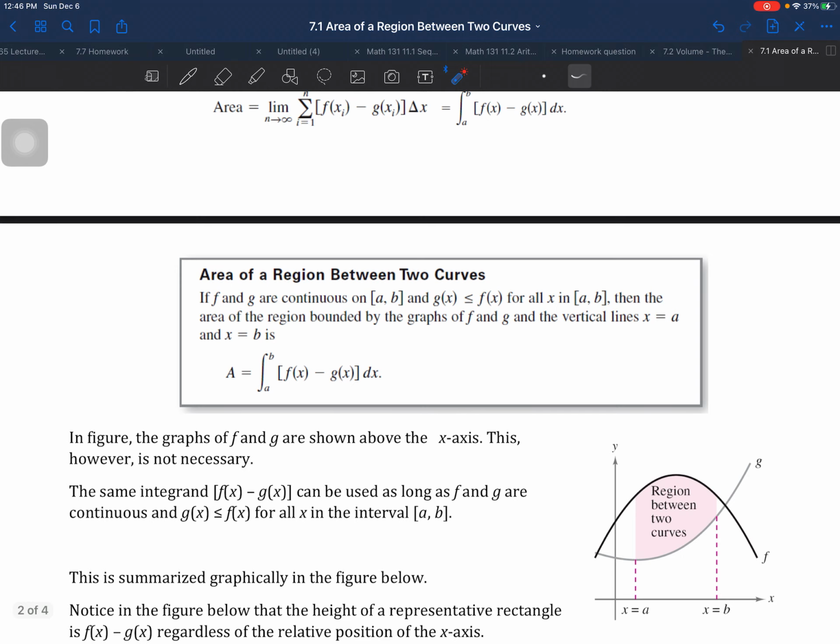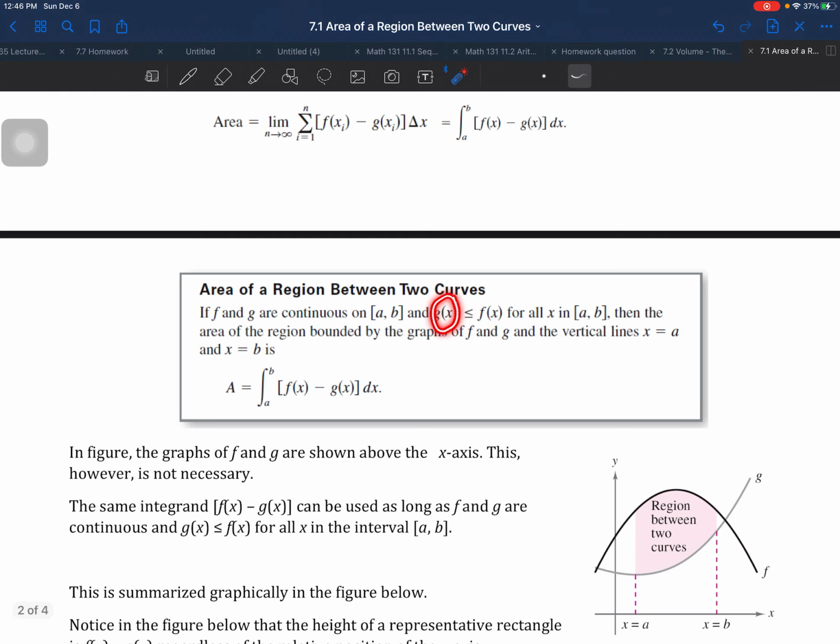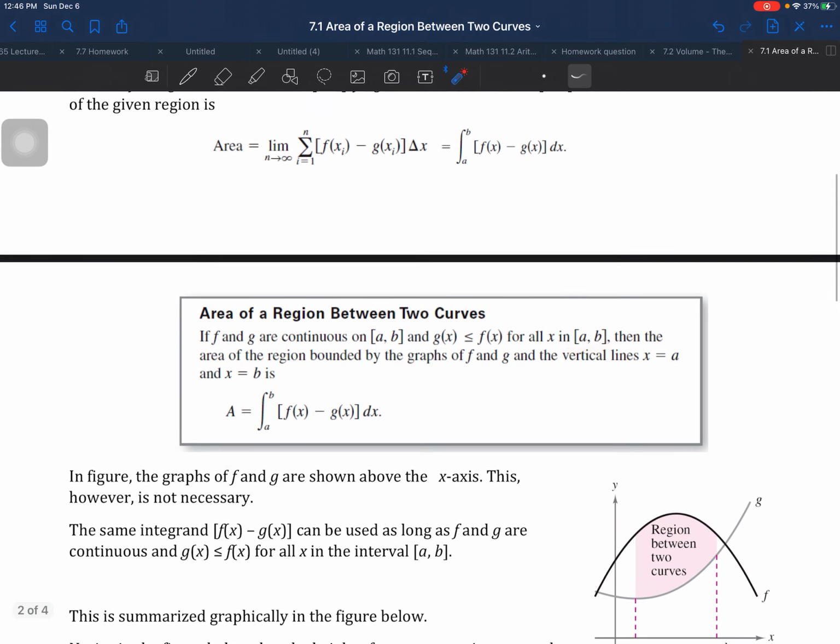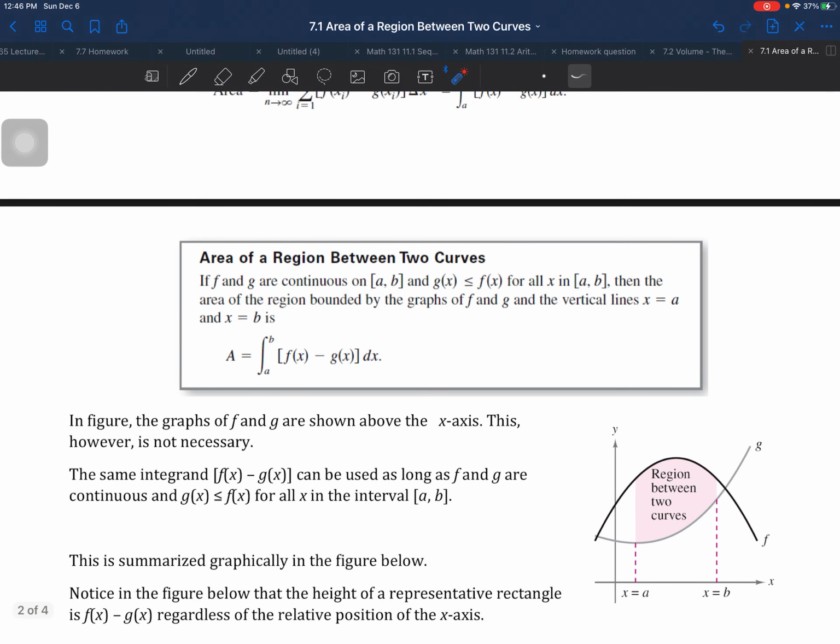So the area of a region between two curves is going to be, assuming that f and g are continuous between a and b, and it's very important for us to know that g is always less than or equal to f of x between a and b. So we want to make sure that g stays lower. It's important to keep the order correct. You should always have the top function minus the bottom function. Otherwise, algebraically you will end up getting the negative value of it.